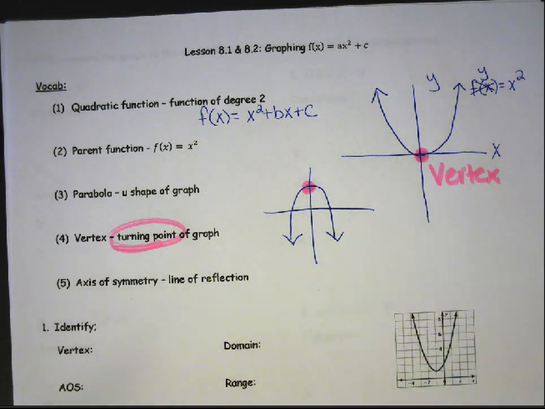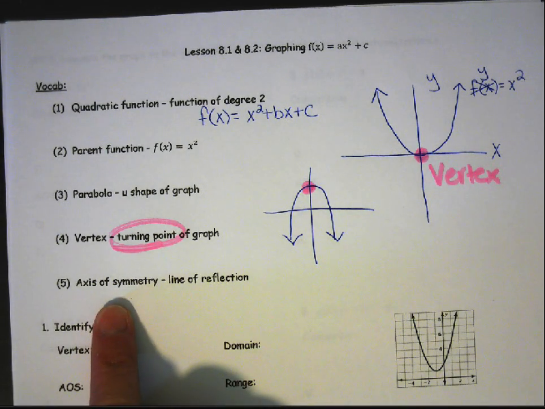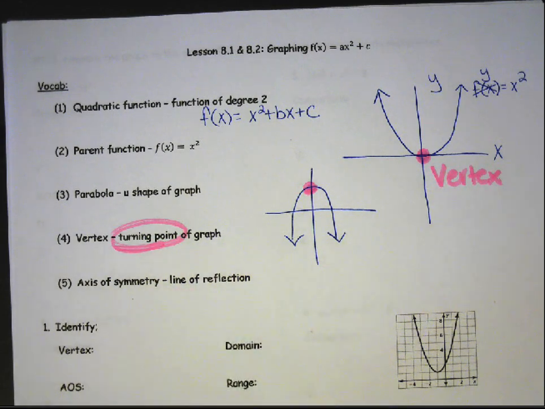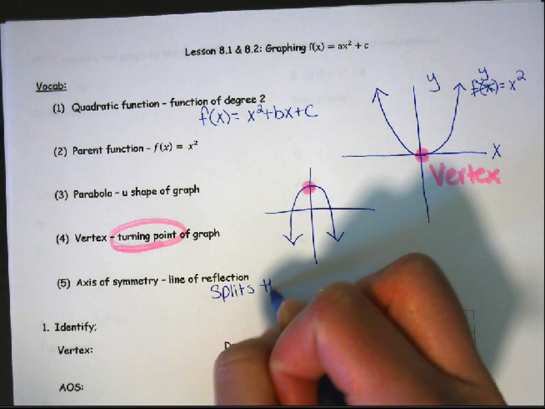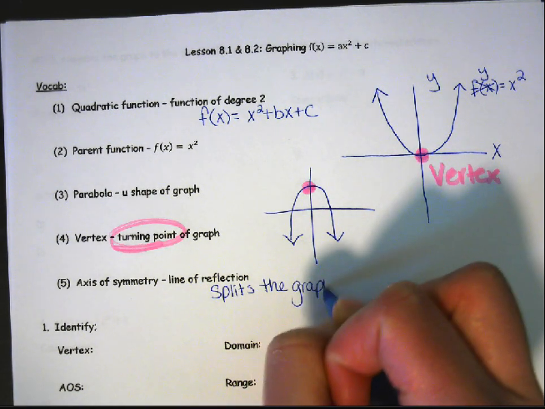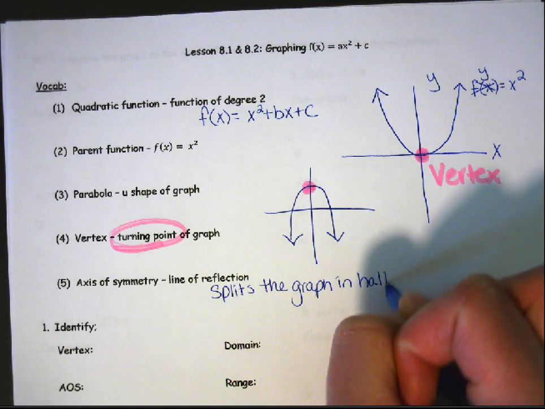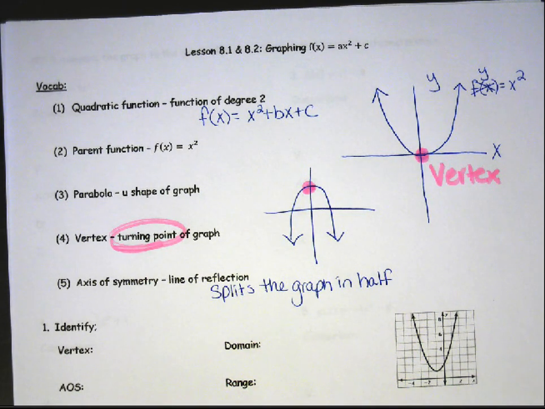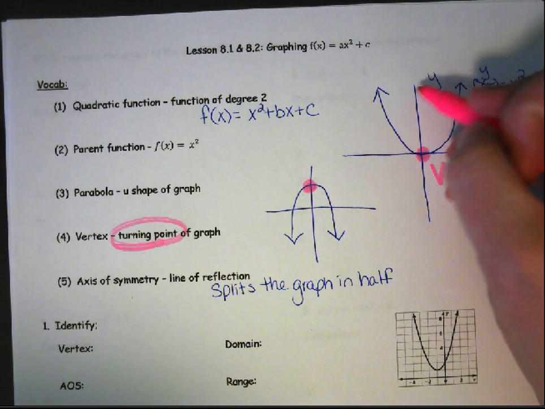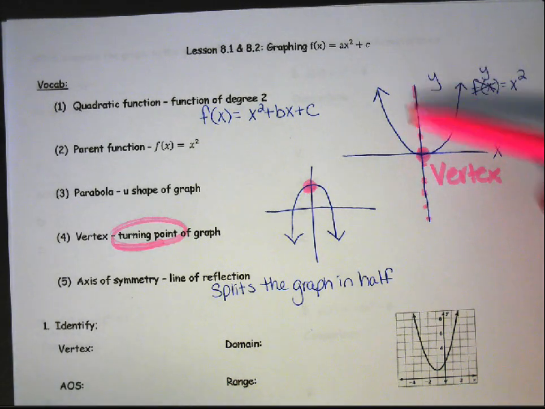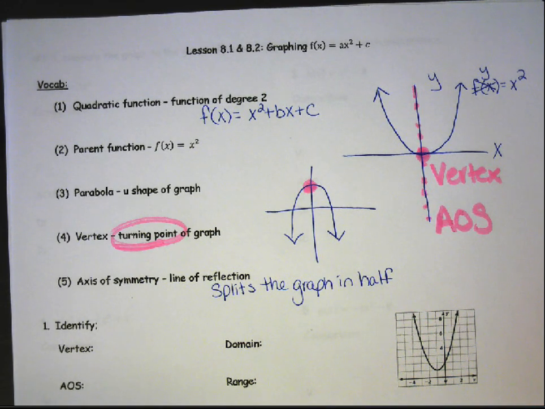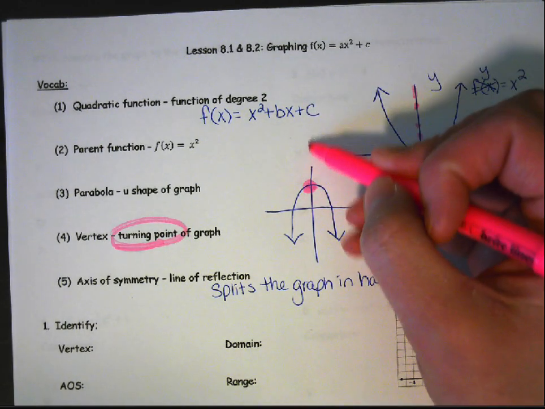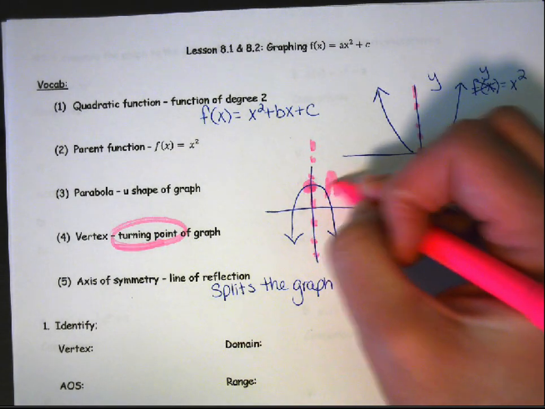And now axis of symmetry. Axis of symmetry is the line of reflection, and I really probably should put on here that splits the graph in half. So in both of these two particular examples, the y-axis is your line of symmetry, because do you see how it splits it right down the middle? And many times we label this AOS. So this would be our axis of symmetry. Do you see the vertex? So our axis of symmetry would go right down the middle like that.